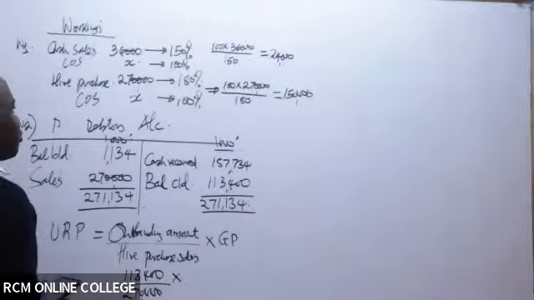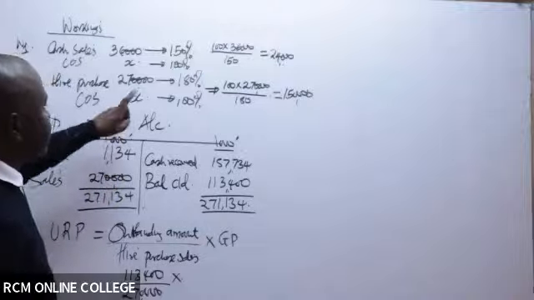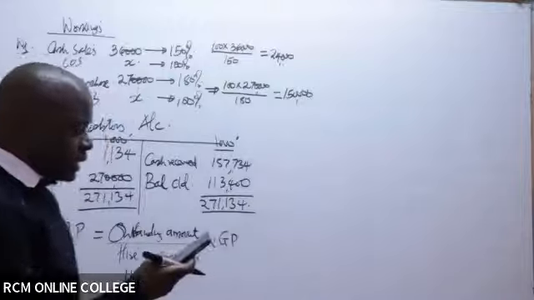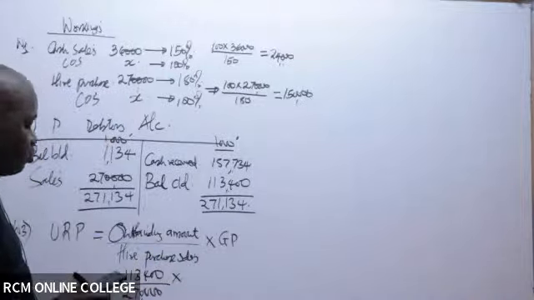So how do you get the gross profit? The gross profit, we've already been able to say, you know the formula. You normally take the sales, you minus the cost of sales.